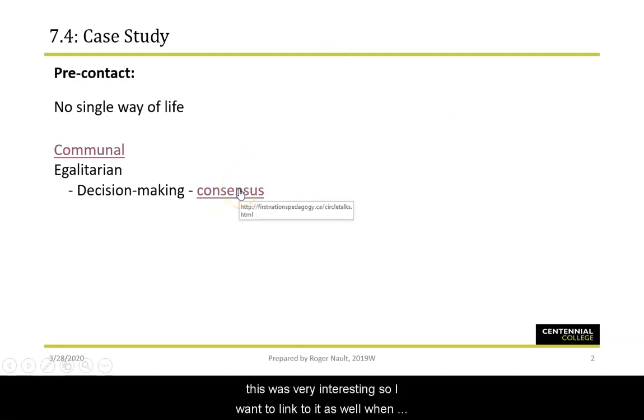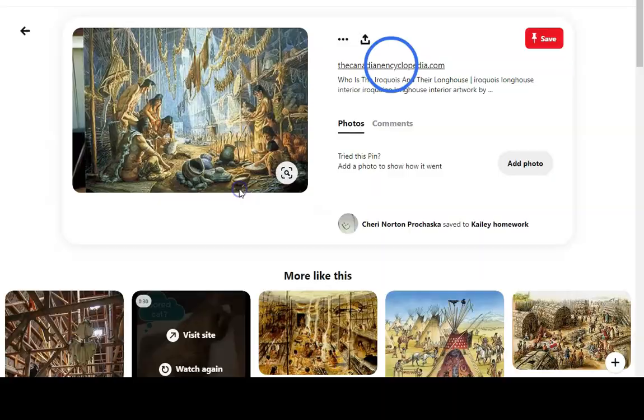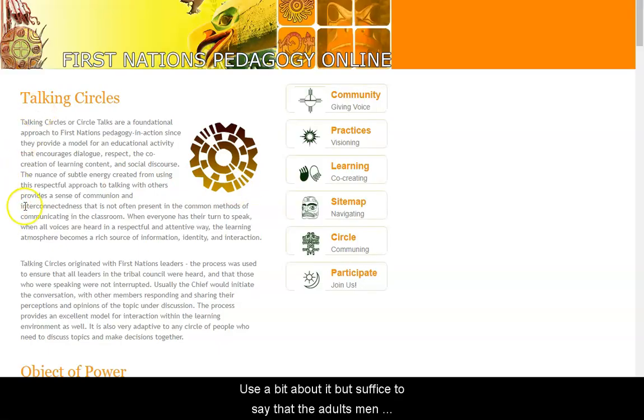Consistent with this communal egalitarian way of living, decisions were made by consensus. And I found this was very interesting, so I want to link to it as well. When it came to making decisions, the group sat in a circle and they held what is called a talking circle. And here's a bit about it.